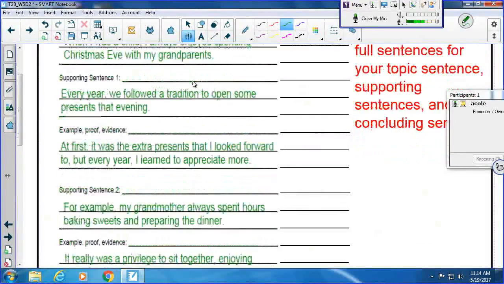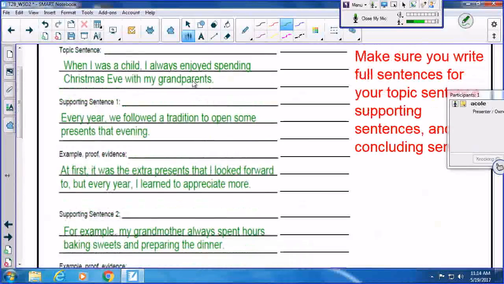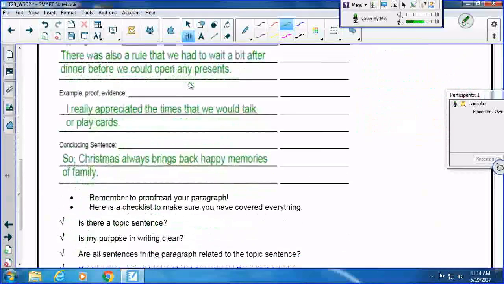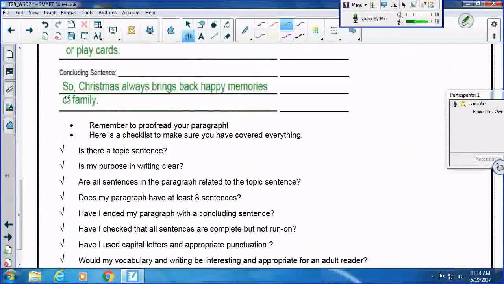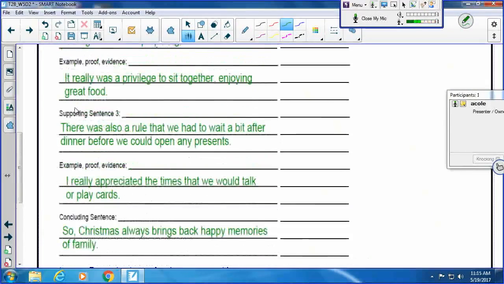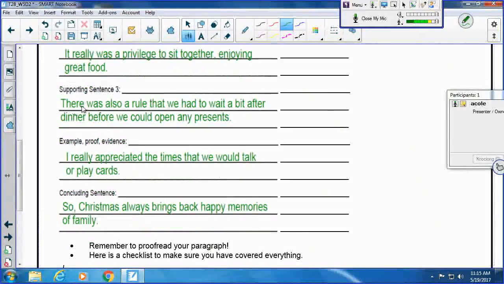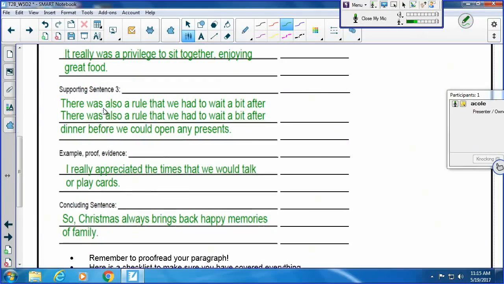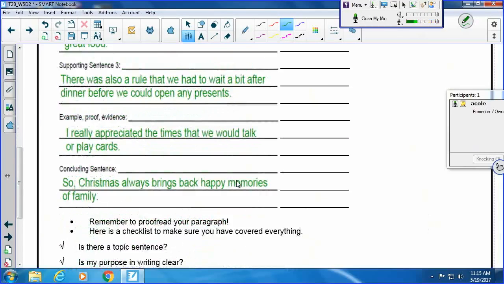I'm just going to skip ahead to my concluding sentence because your topic and concluding sentences will be similar but not the same. So for my concluding sentence, I have, so Christmas always brings back happy memories of family. You can see that I've mentioned Christmas again, and I use the words happy memories and bringing back, right? That lets people know, reminds them that this is something from the past. Memories from the past. So it makes them think about my childhood. And I don't need to use the word childhood again because it's clear that that's what I'm referring to.